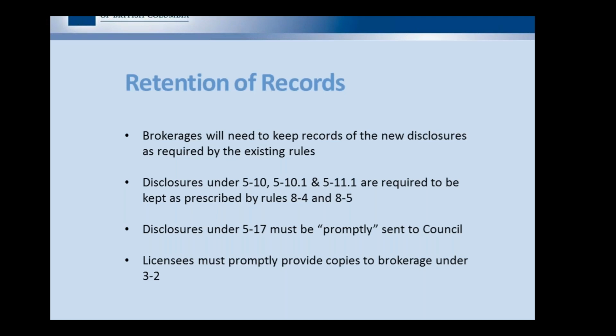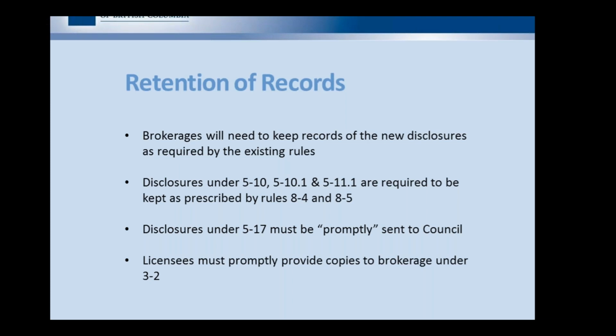Now, retention of records, the brokerages will need to keep records of the new disclosures as required by the existing rules. And disclosures under 5-10, 5-10.1, 5-11, and now 5-18 are required to be kept as prescribed in rules 8-4 and 8-5. The limited dual agency statement from the managing broker must be sent promptly to council, and of course the brokerage would want to keep a copy of that. And licensees must provide copies of all these forms to their brokerages, and that's under section 3-2.